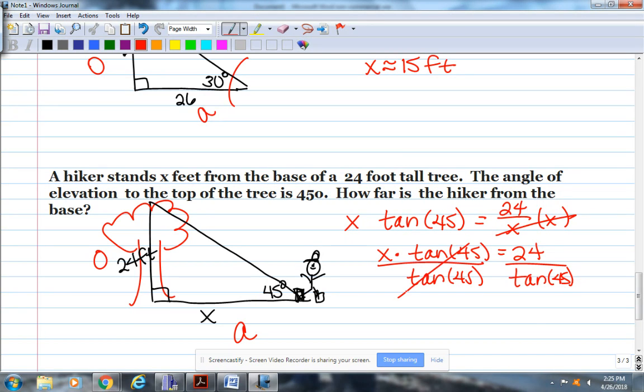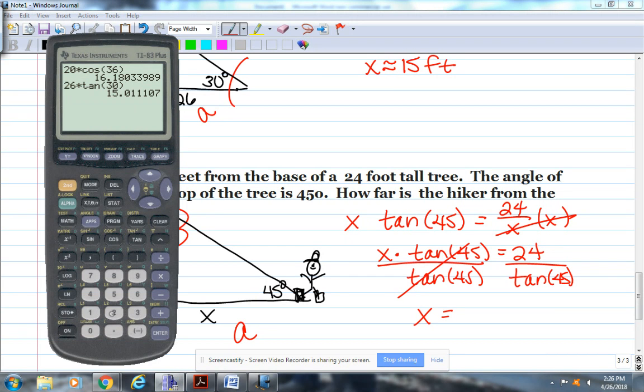So that's what I'm going to type in my calculator. 24 divided by, I'm going to use parentheses because if you don't, sometimes it doesn't work. Tangent, not second tangent, go back. 24 divided by parentheses, tangent 45. I'm going to close parentheses twice. Hit enter.